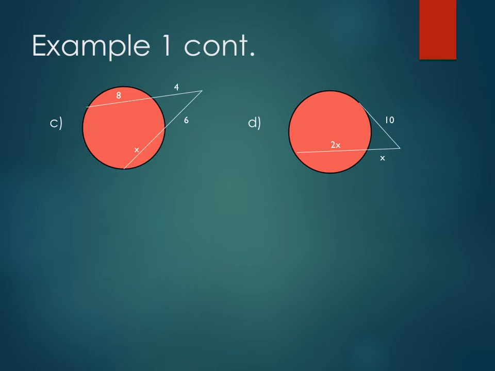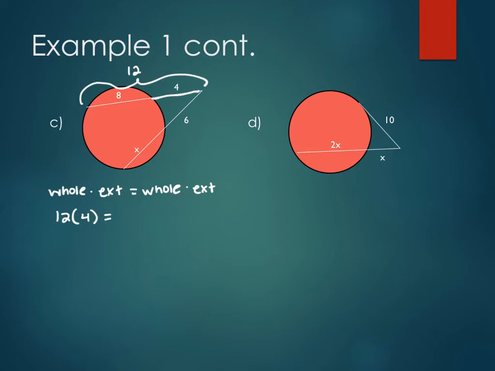Example 1 continued. Part C is two secant segments. So I want to do whole times external equals whole times external. So the whole here is 12 times the external part, which is 4, equals the whole this time, which is X plus 6, times the external part, which is 6.